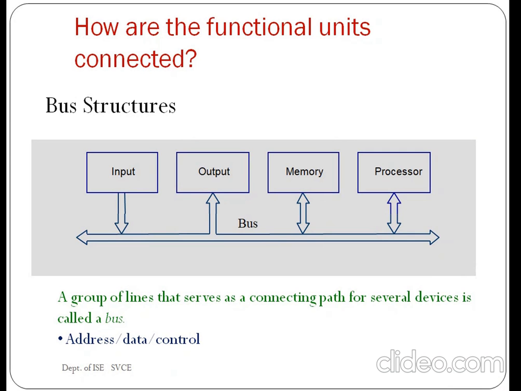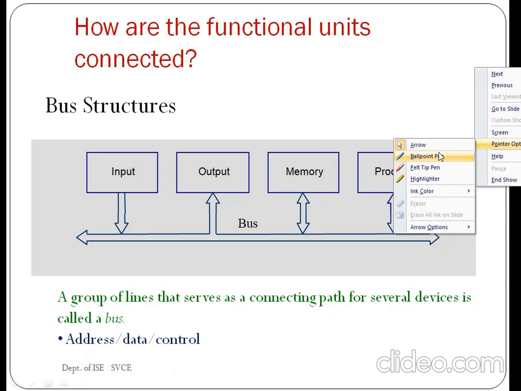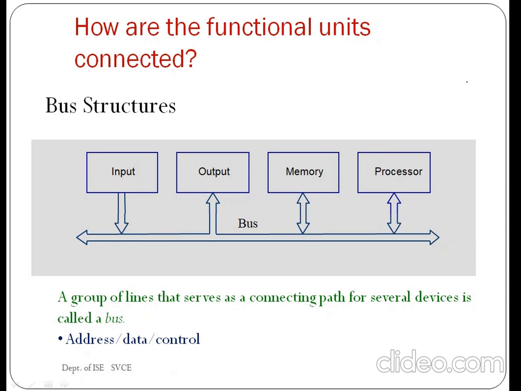So, how are functional units connected? In this session we are going to discuss the bus structure and different types of buses in brief. First of all, what is a bus? A bus is a group of lines that serve as a connection path for several functional units. Using those groups of lines, it is possible to transfer data between the functional units.